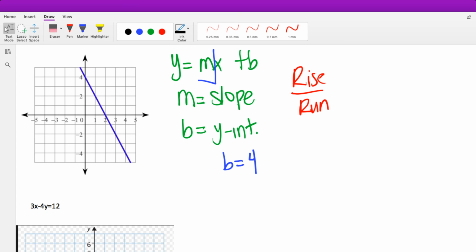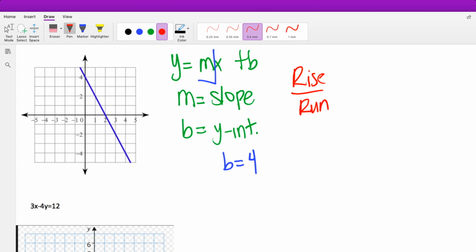How do we do this rise over run? We need to find 2 perfect points. That means 4 is a perfect point. We know it's exactly at 4. We can't pick a point right here because we're not sure exactly what that is. So we're going to go from 2 perfect points. I decided let's go with 4 and 2 right over here. And we're going to do rise over run until we figure out what our slope is.